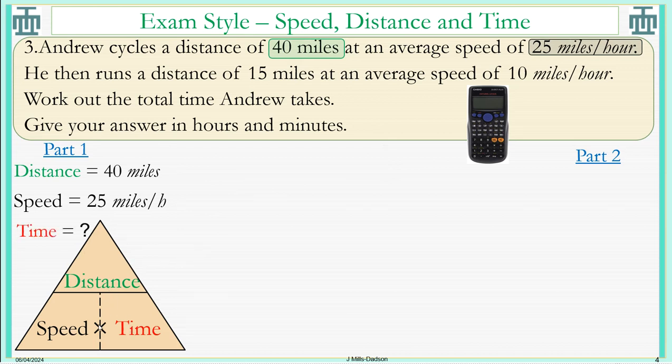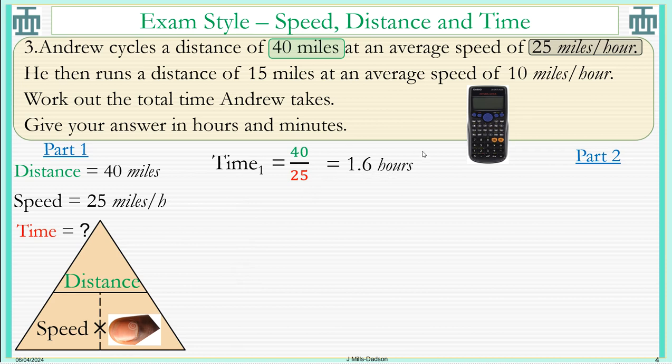So looking at your triangle, if you want to work out time, when you cover time, it tells you that we need to divide distance by speed. So our first time, I call it time 1, is 40 divided by 25. That will give us 1.6 hours.